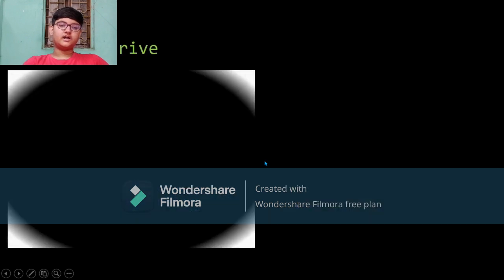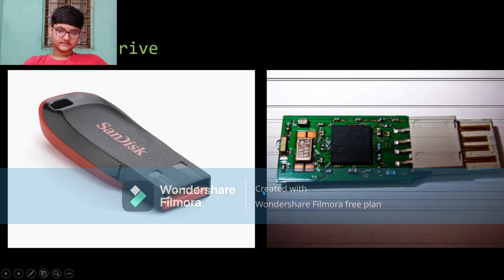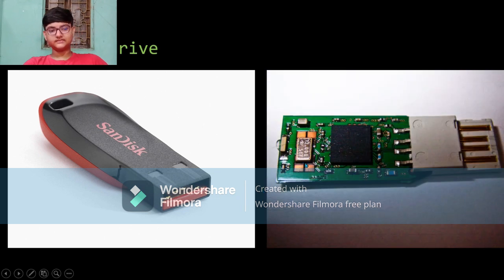Now you can see this is the picture of a pen drive. The company of this pen drive is SanDisk. And this is the interior of this pen drive. In this interior you can't see any disk or anything like that. We can see memory, some chips and a PCB, printed circuit board.